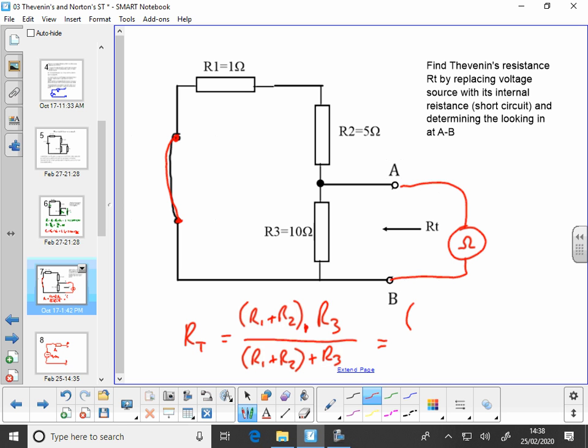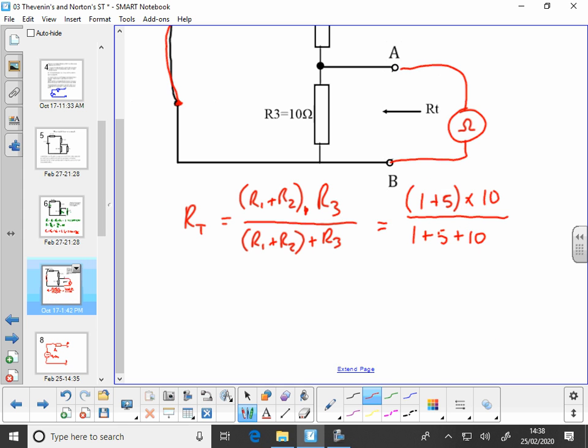That is times, that's a dot there. So it's 1 plus 5 times 10 divided by 1 plus 5 plus 10. I think that's 60 over 16, is it not? Ohms. If you want to calculate that to 3 significant figures, is that exactly 3.75?